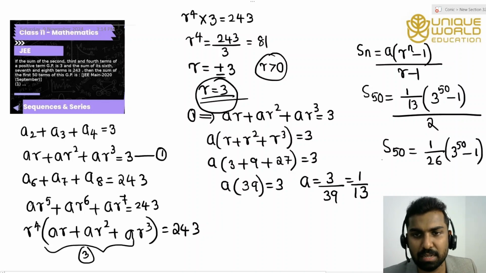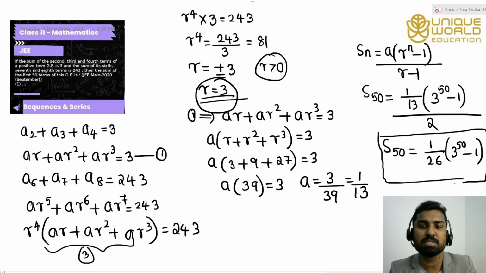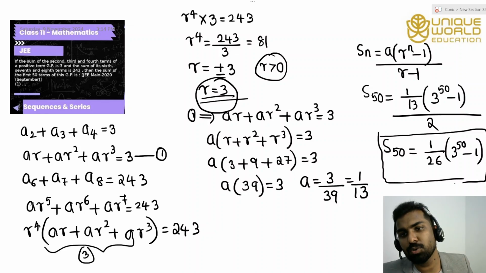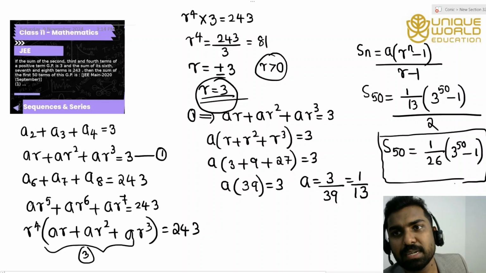This option is there in the question, but in this printing, this question is not available. If you check Google or somewhere, this will be one of the options given for this question. So S50 equal to 1 by 26 into 3 power 50 minus 1. All right. So I hope this third question is also clear to everyone. Let's go for the final question. Then after that, let's wind up the session for today.